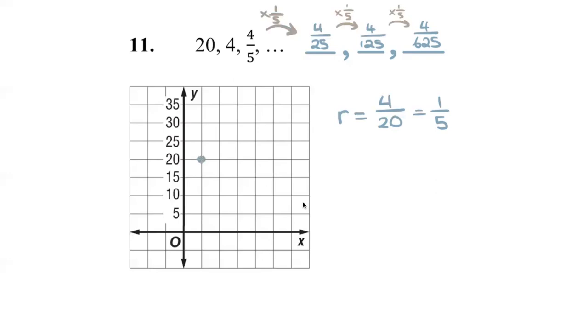All right. So first term, second term is at 4. So right around there. Third term is at 4/5. So it gets really small, really small, essentially. Once I get down to those fractions, you don't really have to be super exact. It's just close to 0.